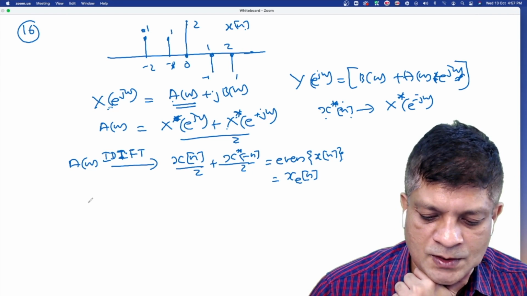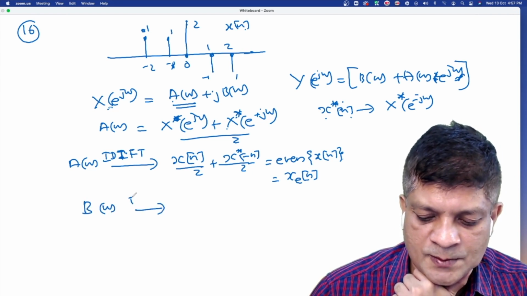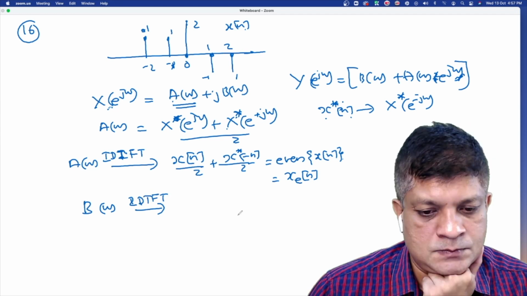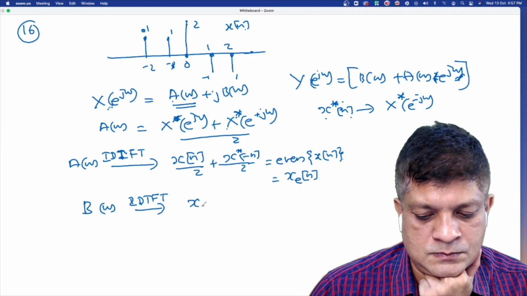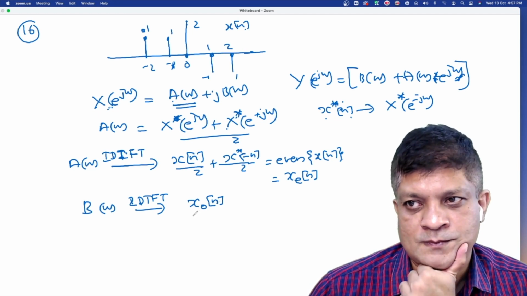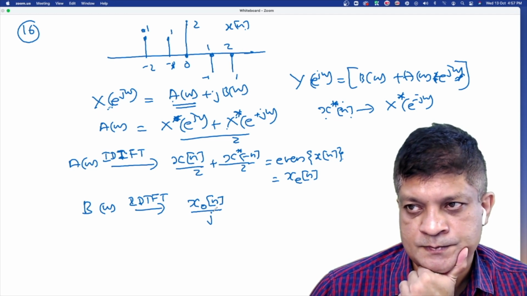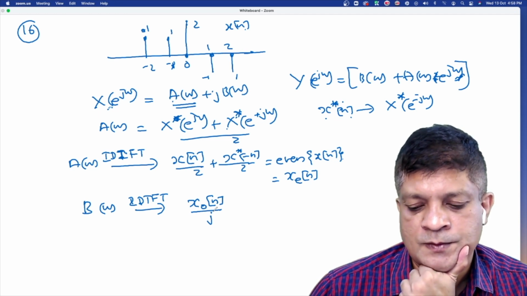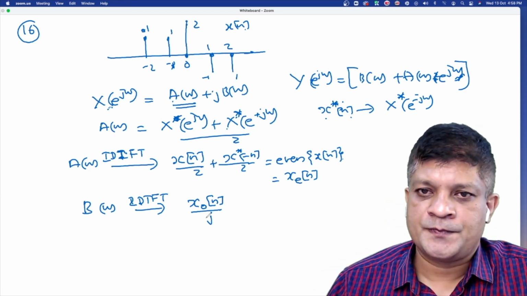Now can you tell me what is the inverse Fourier transform of B(ω)? What part of x[n]? It is the odd part of x[n] divided by j.